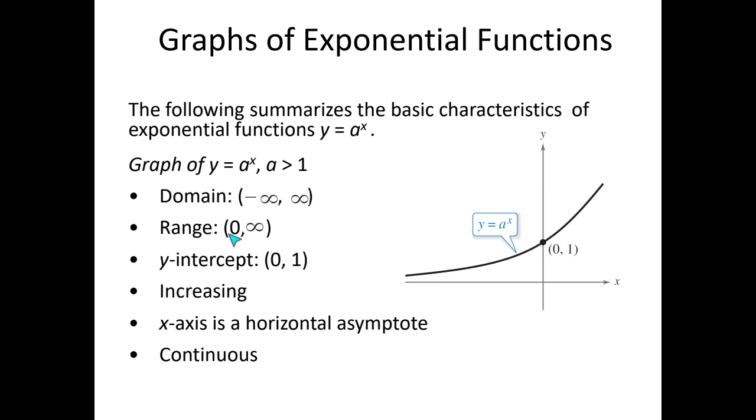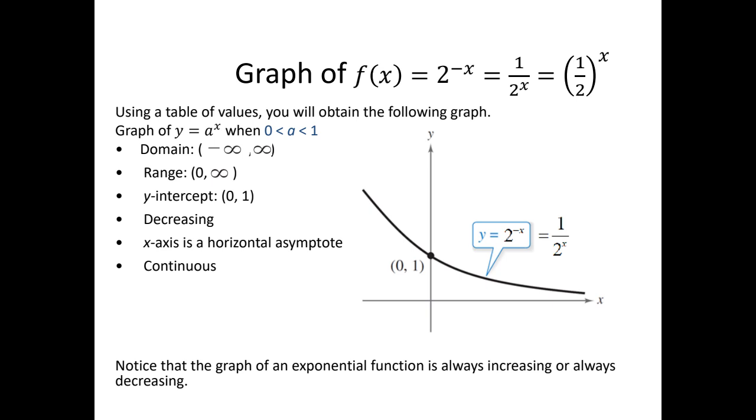And then the range is from 0 to infinity. Again, the reason is because we're only using the values for the y-axis from the point 0 and going up. And then the y-intercept is (0, 1). And this function, we say that it's increasing. And then this is going to have a horizontal asymptote at the x-axis. The horizontal asymptotes, we looked at those in 2.6. And again, the graph is continuous.